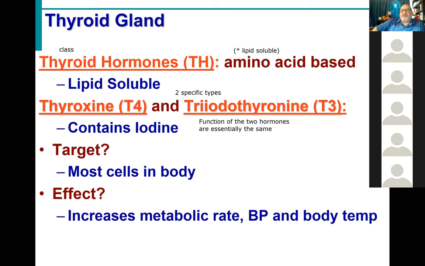Whereas conversely, if someone underproduces these, that would be hypothyroidism. Those people tend to be very lethargic, tend to be small, tend to not thrive as well as a result of that type of condition as well.